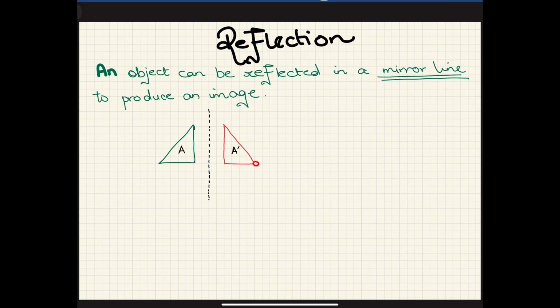This is the corresponding image point. So let's count the distance till the mirror line. So 1, 2, 3, 4, 5, 6 units. So this is 6 units away from the mirror line, and so is the image point.